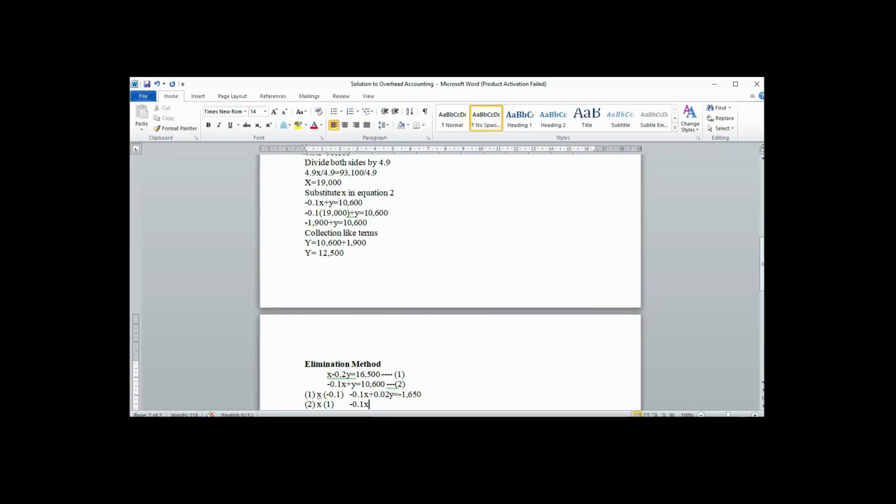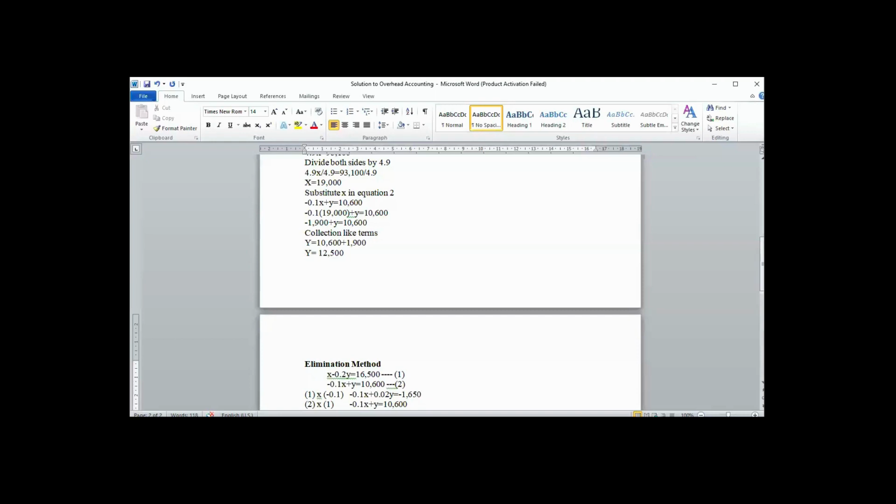Yes. Any question there? 1 times minus 0.1x. 1 times anything will give you that number back. Okay? Plus 1 times y will give you what? Y. Equals 1 times 10,600 will give you 10,600. Any question up to that level? No.